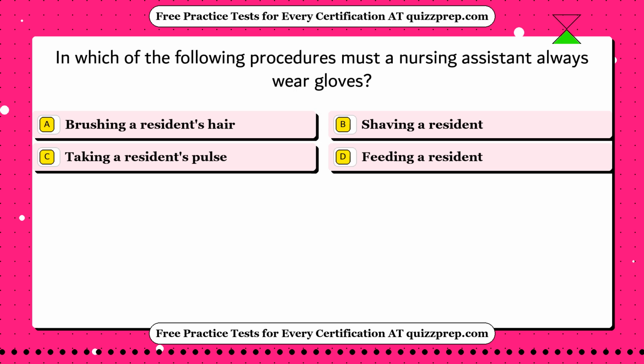Question 43. In which of the following procedures must a nursing assistant always wear gloves? Option A, brushing a resident's hair. Option B, shaving a resident. Option C, taking a resident's pulse. Option D, feeding a resident.